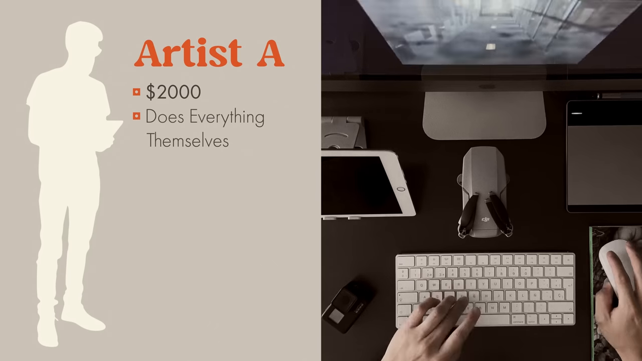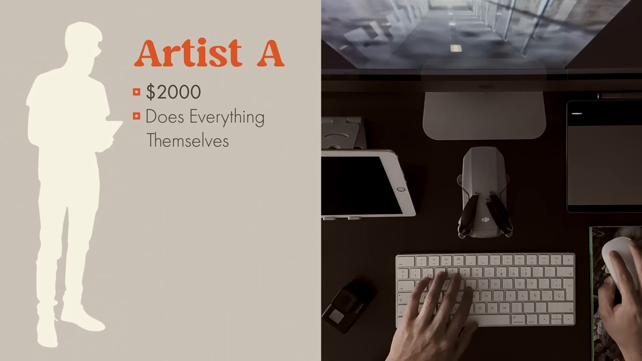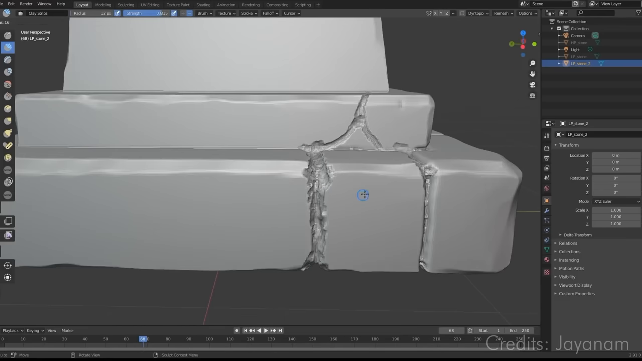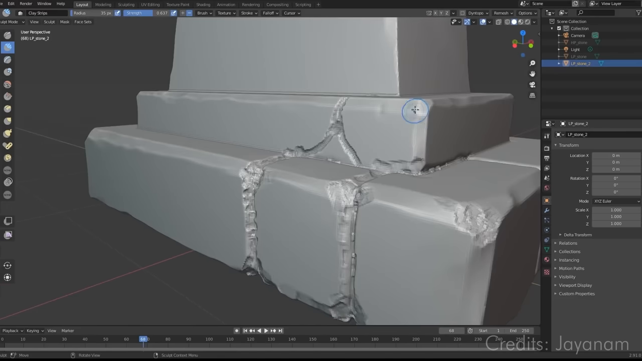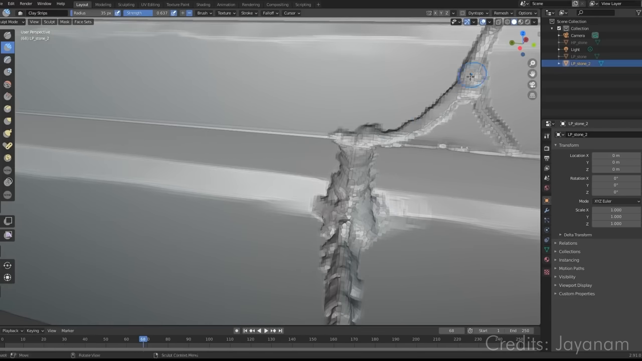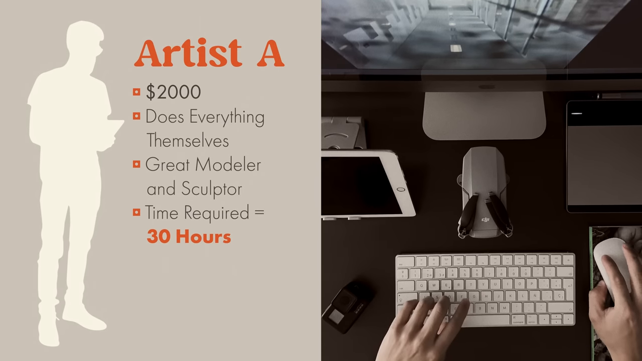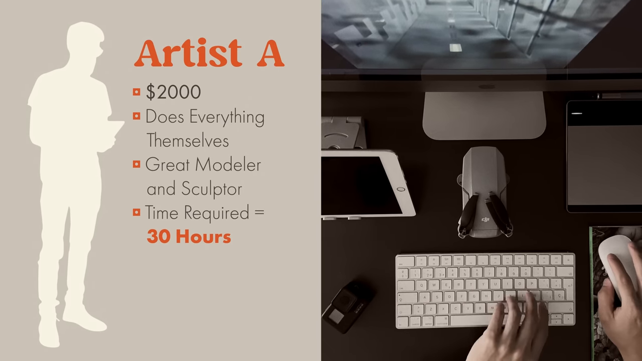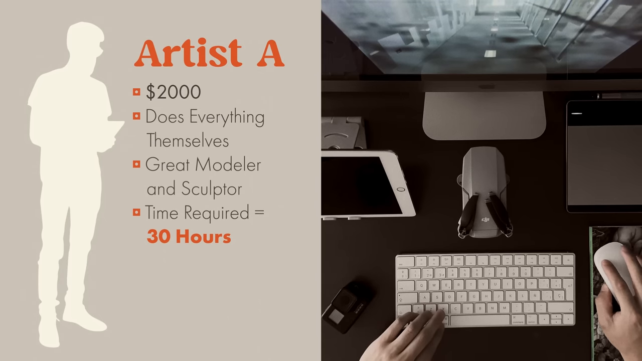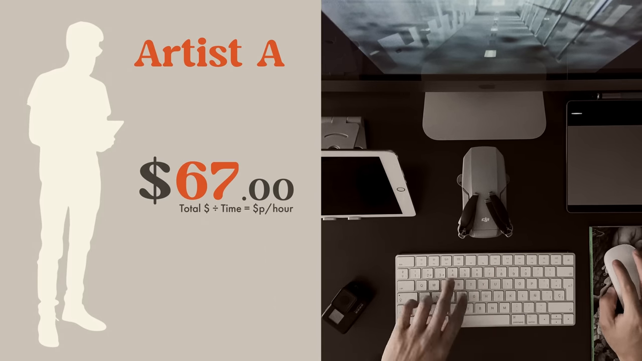Artist A does everything themselves as they're a proud 3D artist. They're great at modeling and sculpting, so they can model the temple, sculpt in wear and damage to make it look ancient, and voila. This takes them around 30 hours in total to do, meaning their calculated hourly rate for this project came down to about $67.